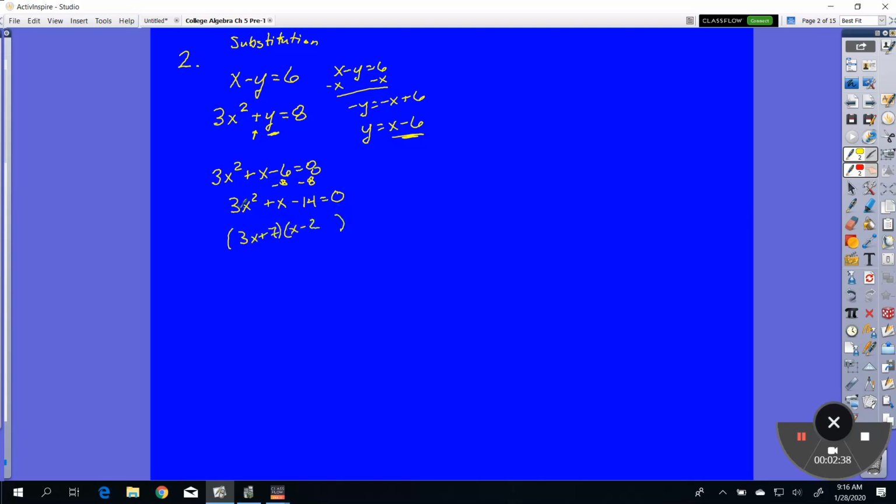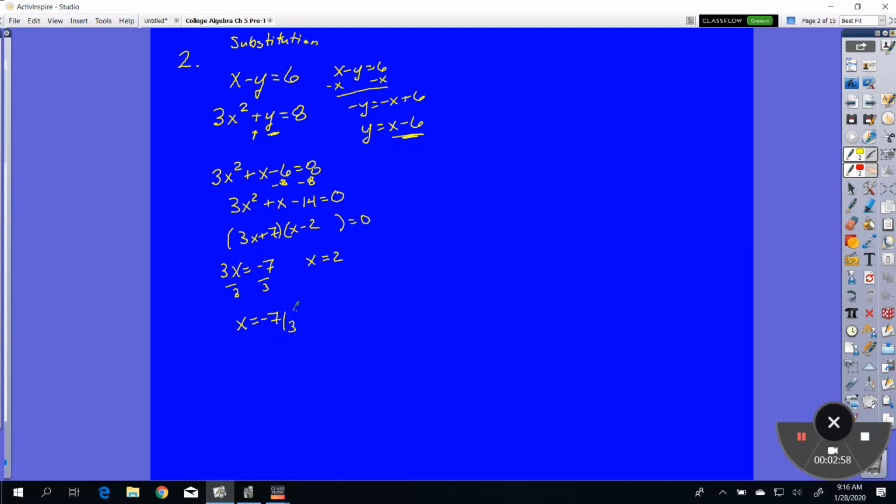So now this factors to be 3x plus 7, x minus 2. 3x times x makes 3x squared. 7 times 2 makes negative 14. So if I solve these, I get 3x equals negative 7. X minus 2 equals 0, so I add the 2 over, x equals 2. So I get that x equals negative 7/3 and x equals 2.